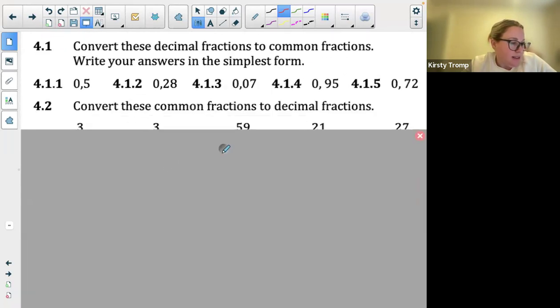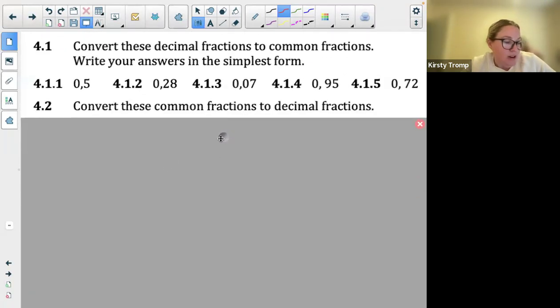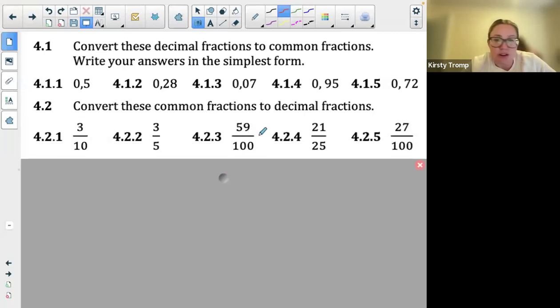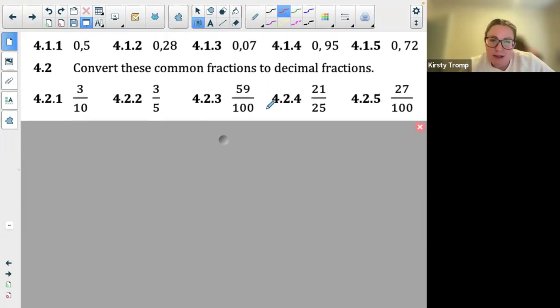All right, let's move on. We are now going to look at converting common fractions into decimals. So there's 5 there for you guys. I'm going to give you 3 minutes. You got 5. Go give it a try.